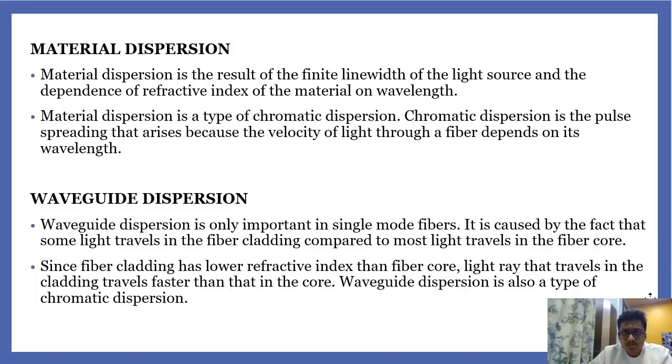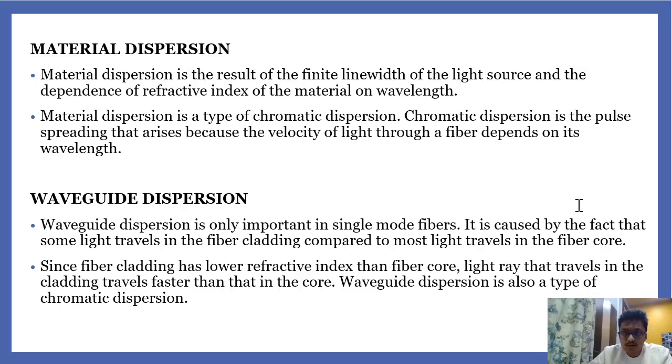Now comes the material dispersion. Material dispersion is the result of the finite line width of the light source and the dependence of refractive index of the material on wavelength. Material dispersion is a type of chromatic dispersion. Chromatic dispersion is the pulse spreading that arises because the velocity of light through a fiber depends on its wavelength.